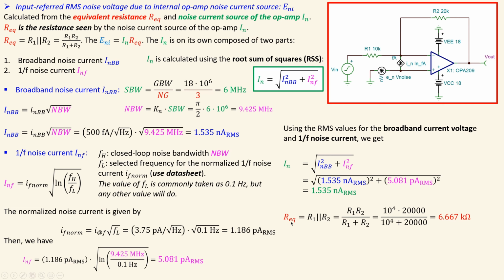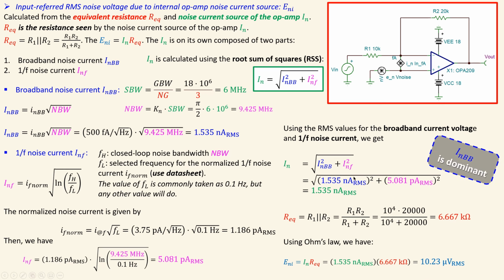Now the equivalent resistance can be calculated also using this formula, which is approximately 6.667 kilo ohms. Now using Ohm's law, again this formula here, because we know the equivalent resistance, we know the capital letter I, and now we can multiply those two, and then we have the end result shown here, which is 10.23 microvolts RMS. And again, the dominating part here is the broadband noise current value. Okay, that's for the second part.